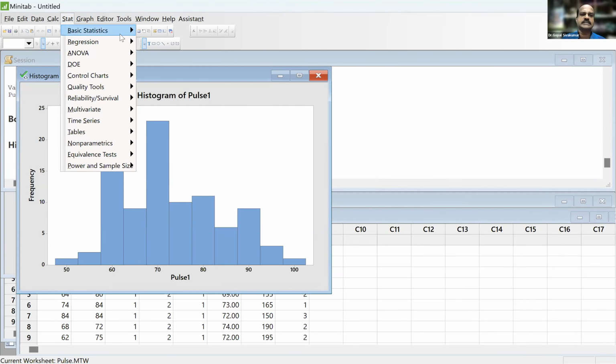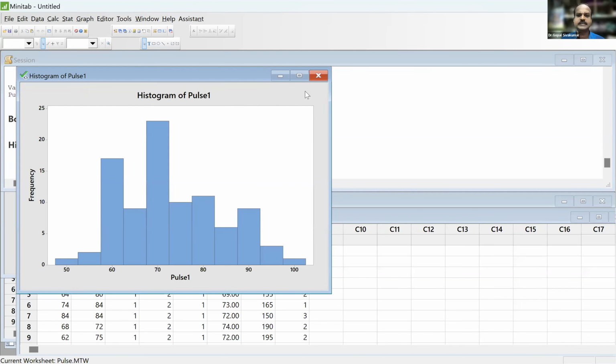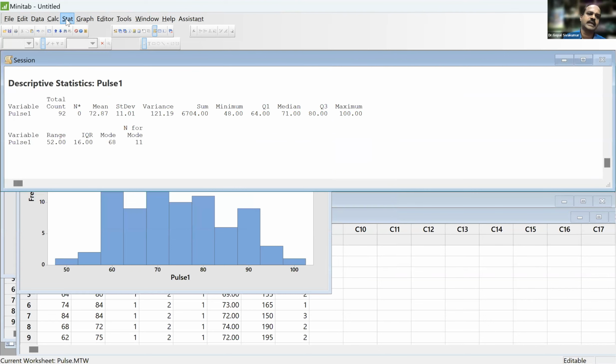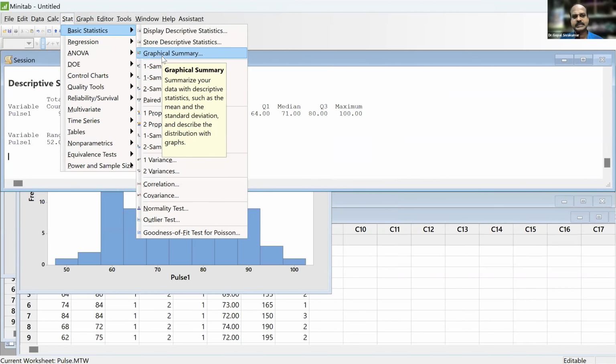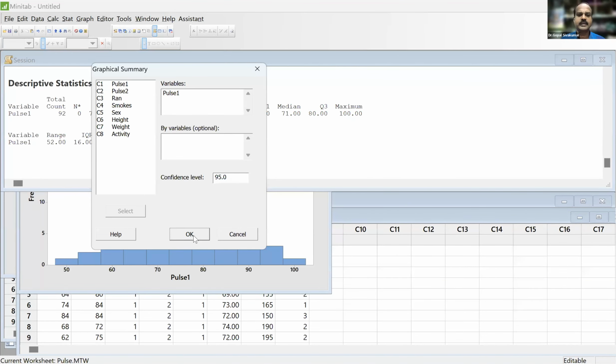So maybe one more way of doing the same thing. Stat, basic stat, display descriptive statistics. And this time again, the same data. I just give okay. Oh, sorry. Display stat, basic stat, graphical summary. Go for a graphical summary. Stat, basic stat, and then graphical summary. And now you choose the variable that you want to visualize. Give okay.